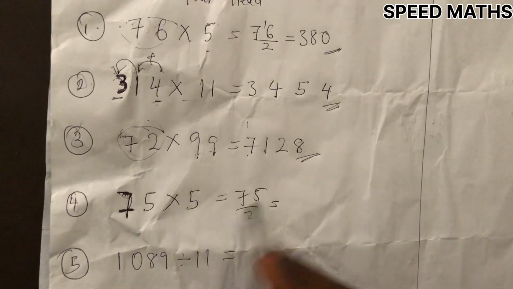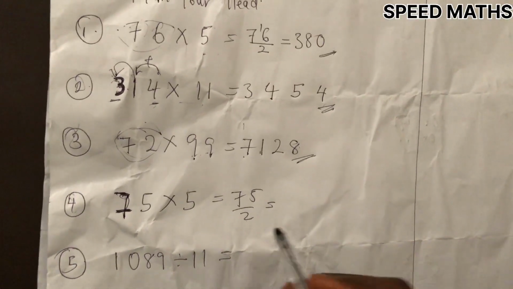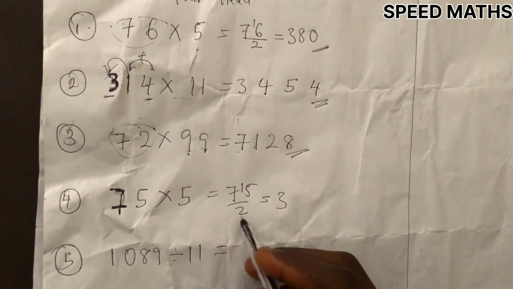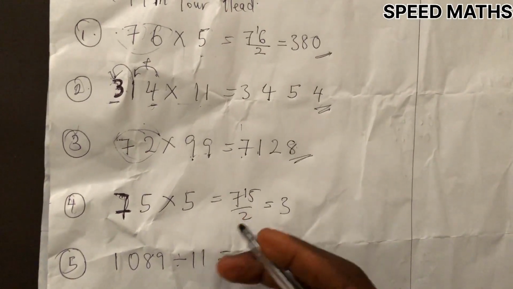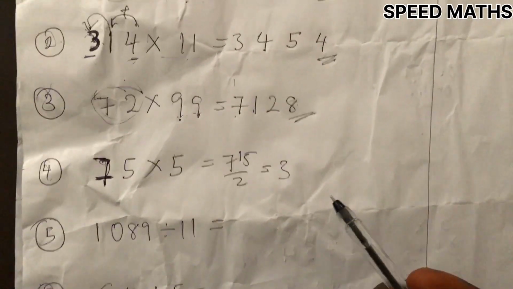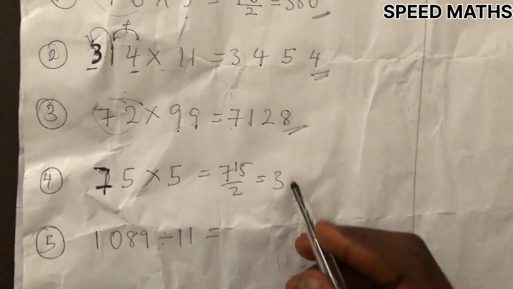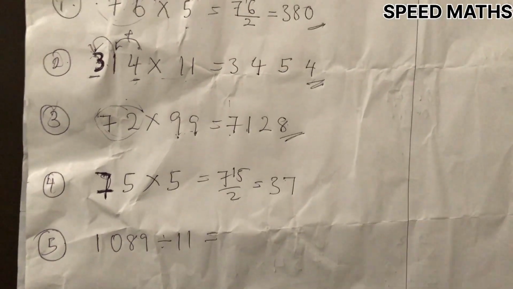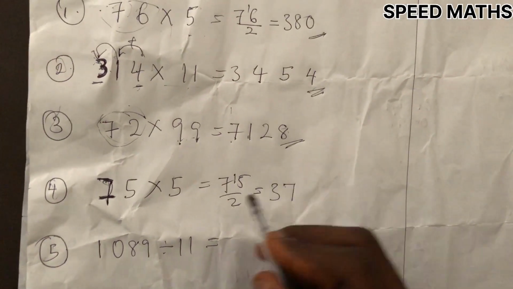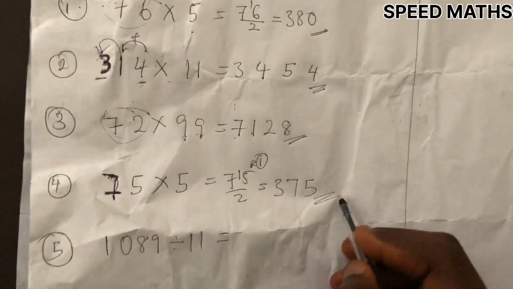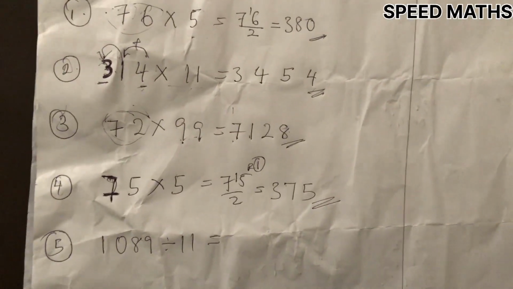So 75 divided by 2: 2 going into 7 is 3, remainder 1. Then 2 going into 15, you know that it's not possible, so that will be 7, remainder 1. So since there's a remainder of 1, that 1 automatically turns to 5, and that's your answer. Boom. So you can see how simple this is.